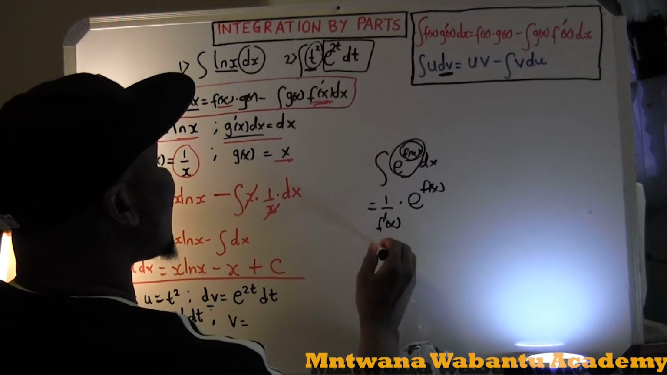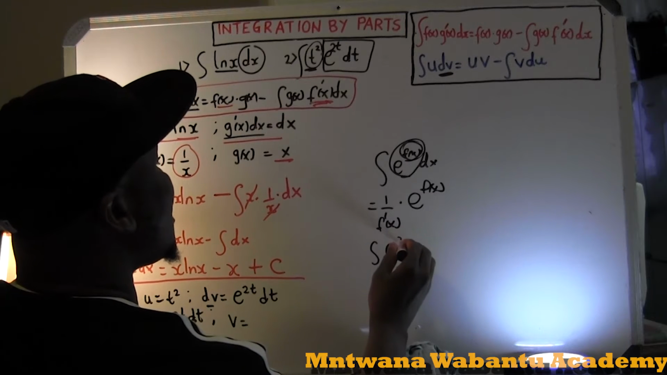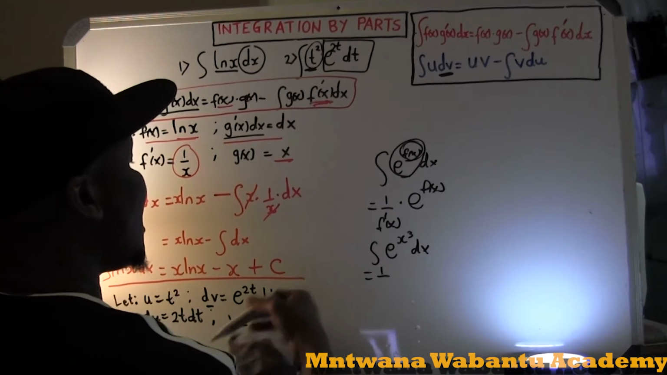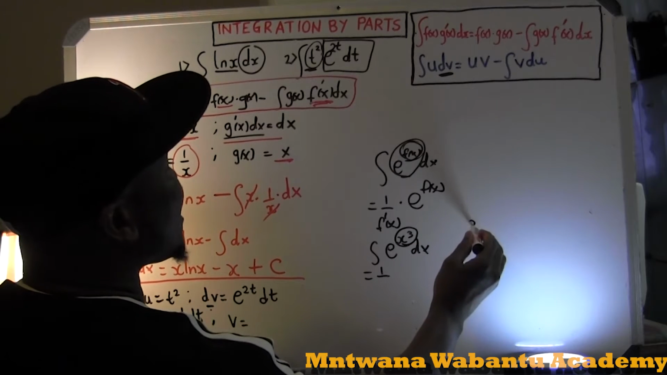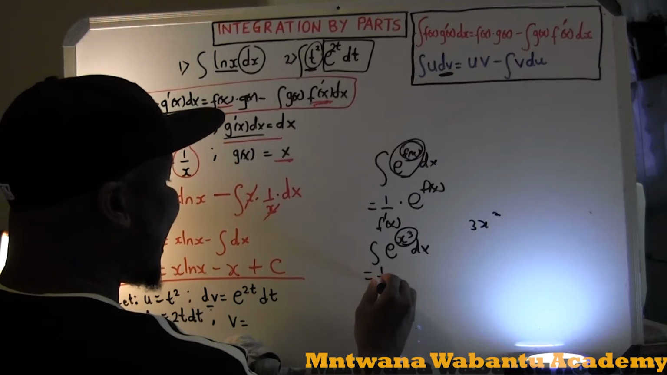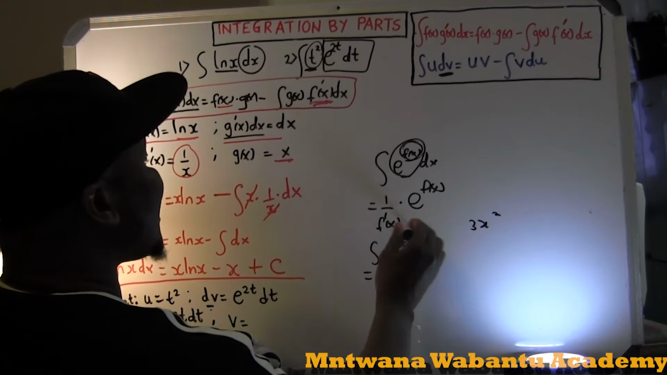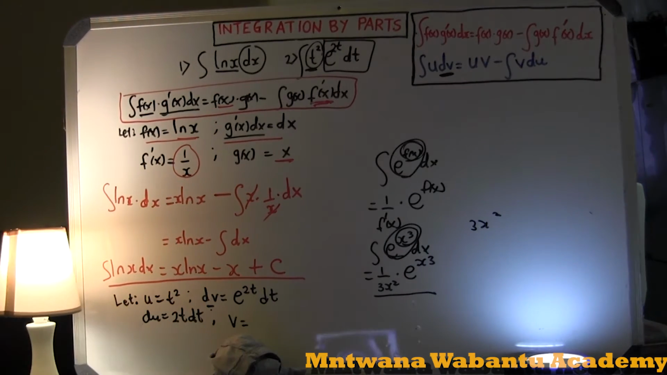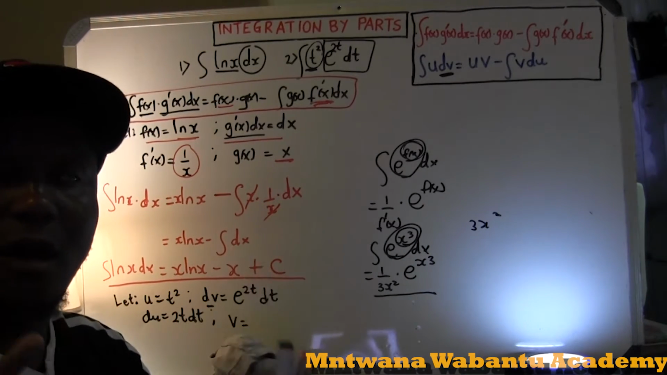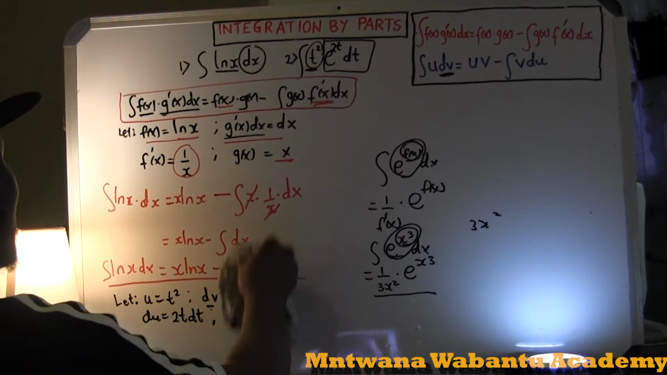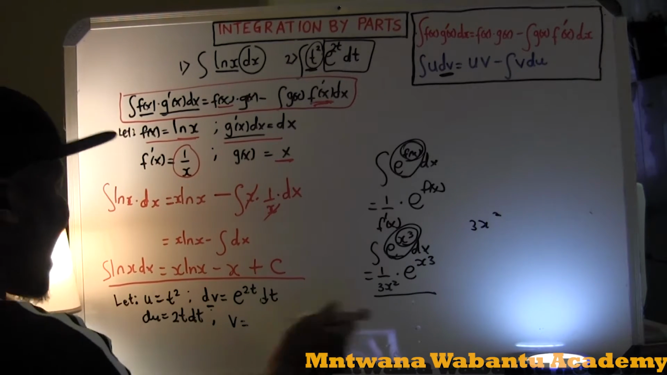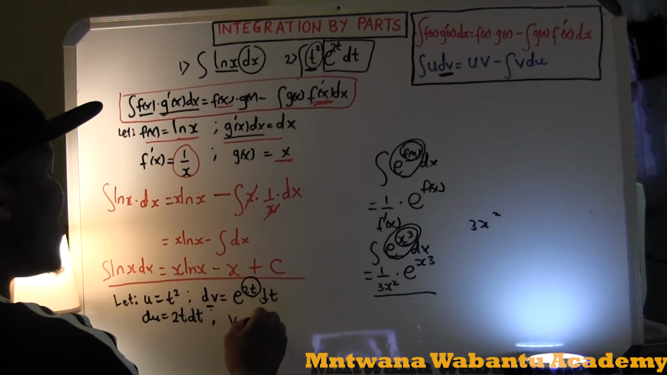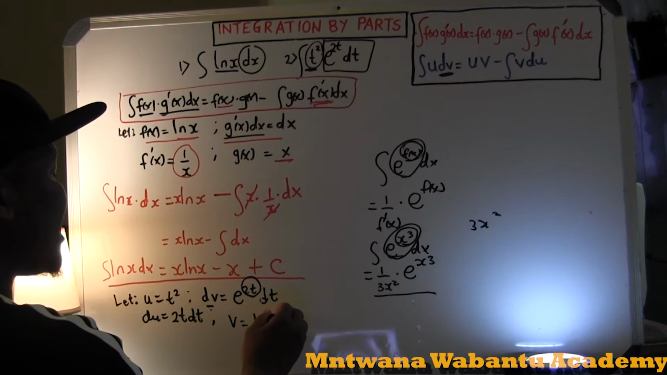For example, if somebody says the integral of e to the x cubed dx, I say 1 over, I have to differentiate this, which is going to give me 3x squared. I write that under here, and then write exactly what you have, e to the x cubed. That's how you integrate an exponential function. So now for this case here, I'm going to go 1 over, differentiate what we have here, 2t, which is going to give us 2, and then write exactly e to the 2t.